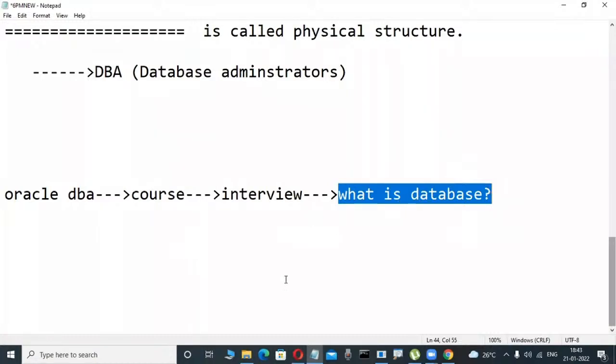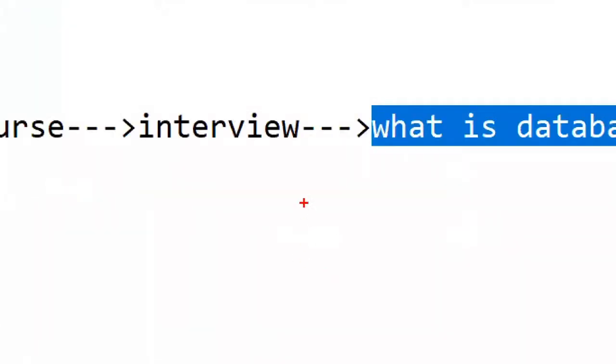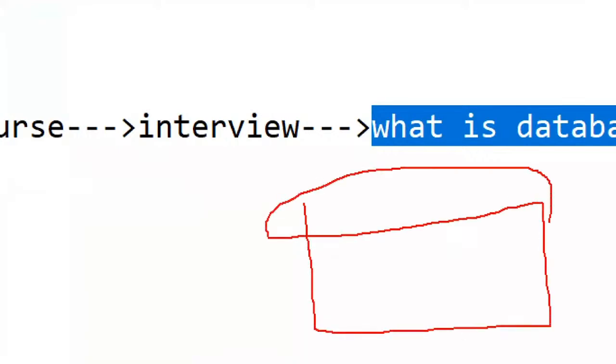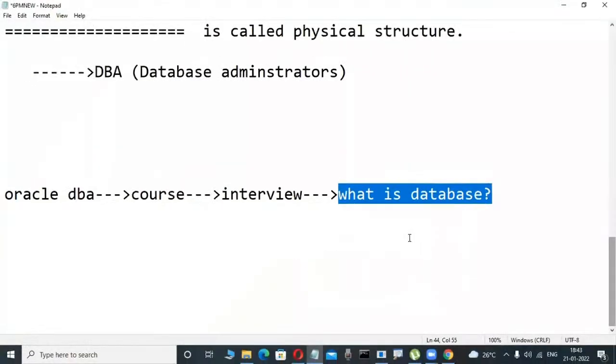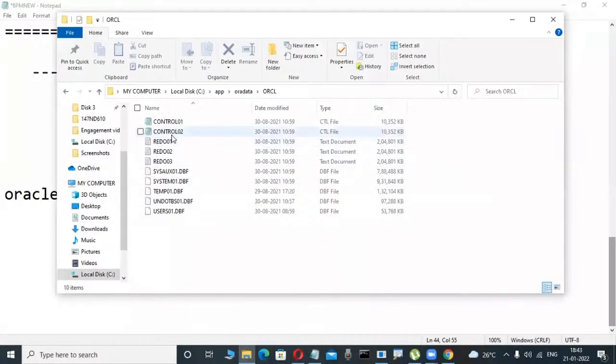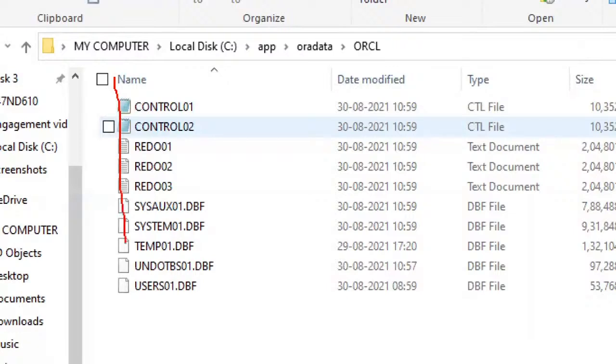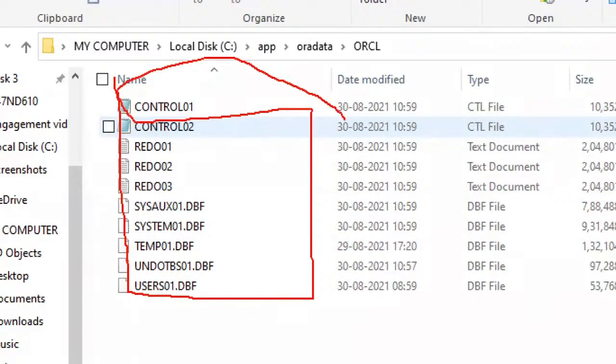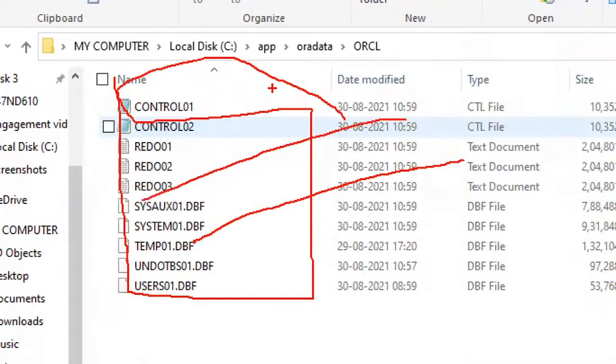Whenever I install the Oracle software, some physical files are automatically created on the disk, and they are visible. What is observed here? Data files, control files, redo log files are there or not. That's why, for a database administrator, a database is a collection of data files, control files, redo log files, and that is the original.